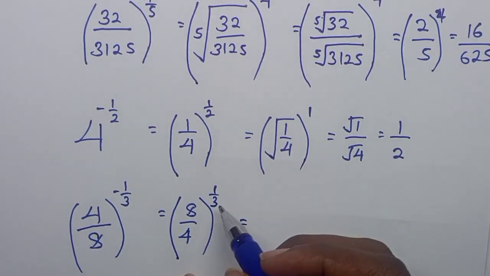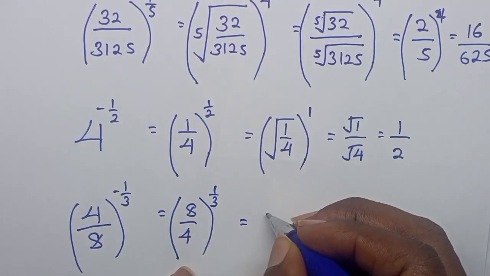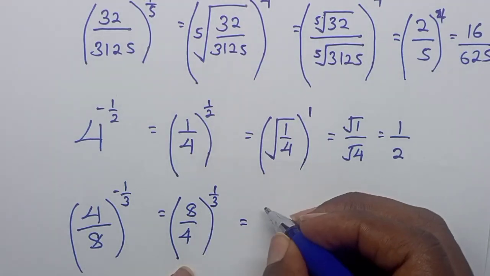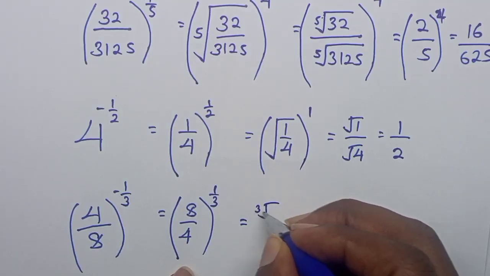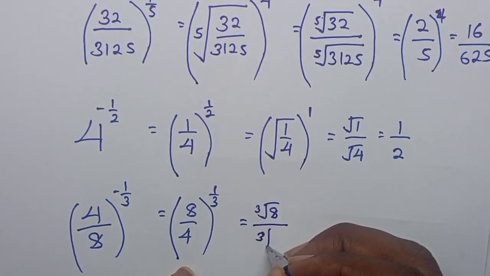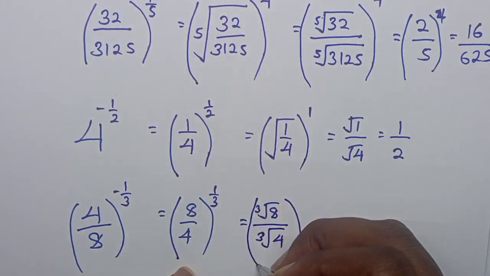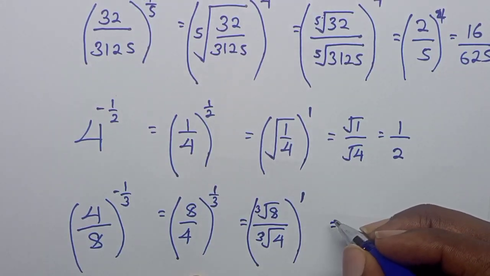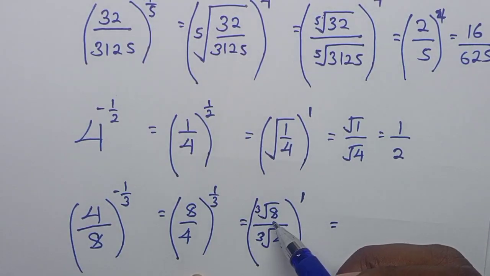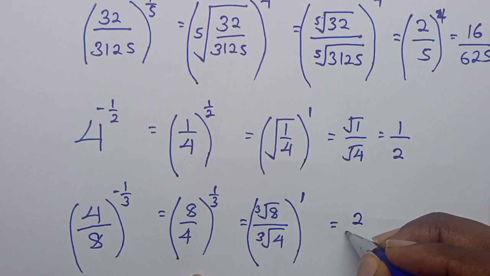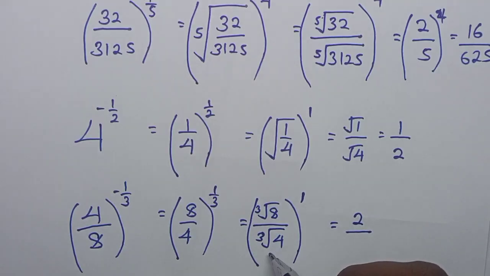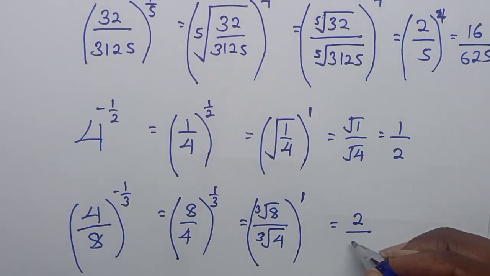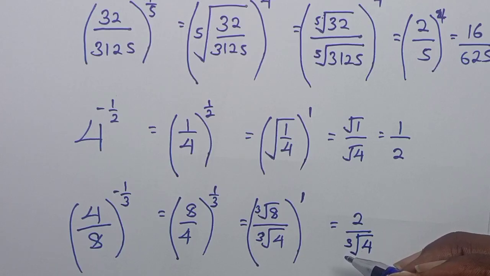Now this will become, so we say the denominator is the root. So this will become cube root of 8 over 4, which is the same as cube root of 8 over cube root of 4, then to power the numerator, which is 1. So this will be equal to, so the cube root of 8 is 2, then the cube root of 4, that one cannot be simplified, so we can leave it as cube root of 4. So that's how you deal with those fractional powers, the negative ones.